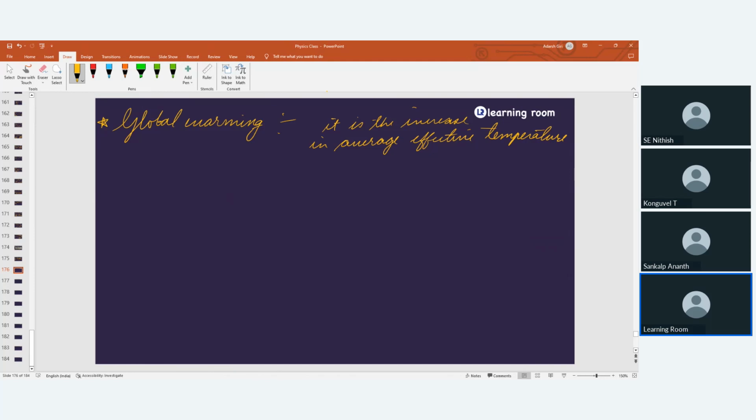You just wait here. So related to greenhouse effect, the increase in the trapping of the waves inside the Earth's atmosphere or any planet's atmosphere leads to global warming. Now, what is global warming? Global warming is the increase in the average effective temperature near the Earth's surface, due to the increase in the amount of greenhouse gases in its atmosphere.